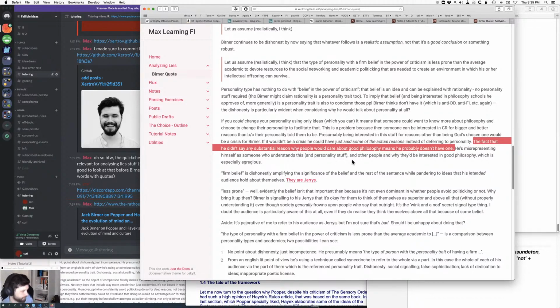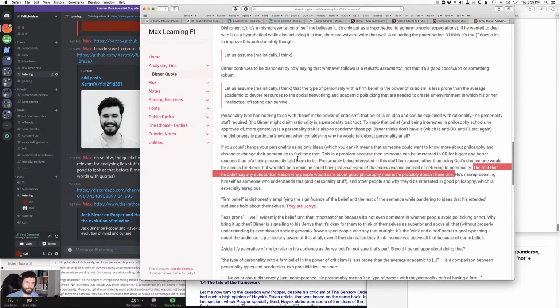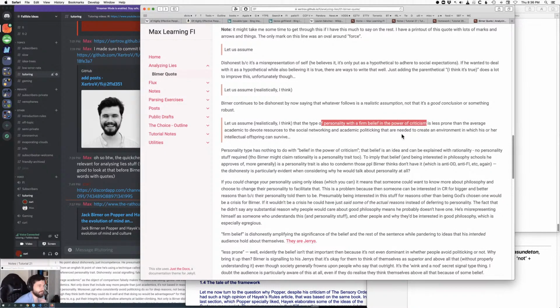Well, now that we know more about the fact this is at the end as well, it sort of recontextualizes the whole thing for me. Firm belief is amplifying the significance. Let's see, what did he say? Personality with a firm belief in the power of criticism. Yep, firm just sounds irrational. Like, why are your beliefs so firm? Popper said to be tentative.